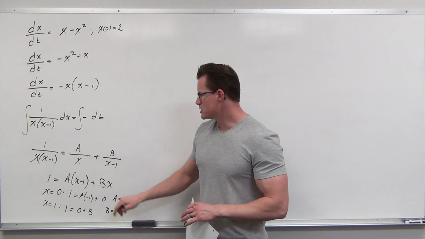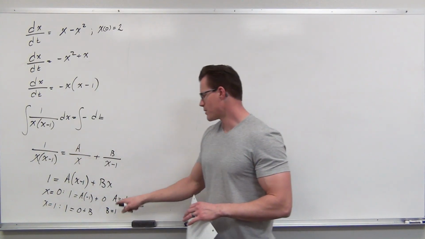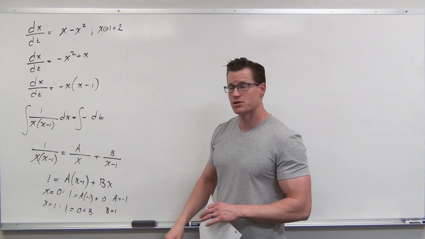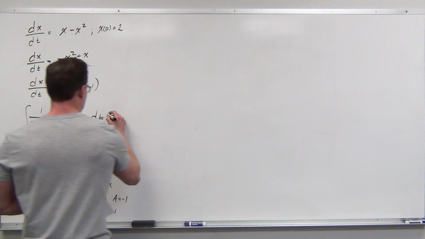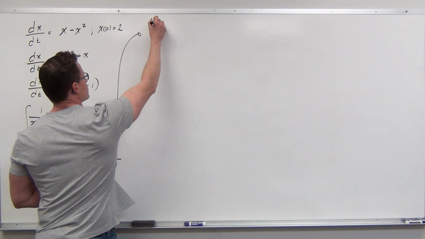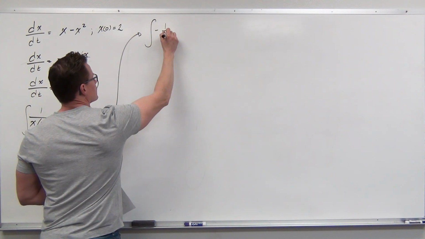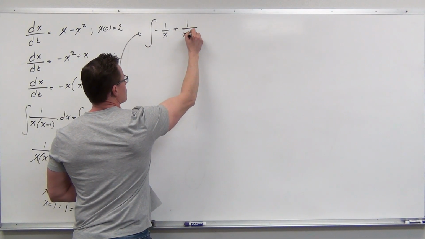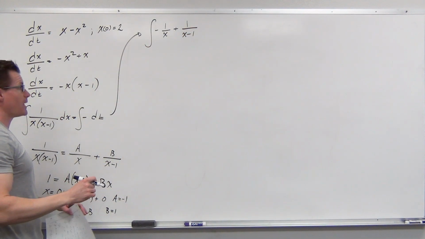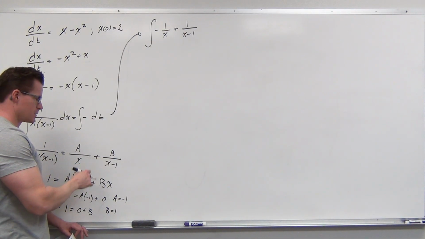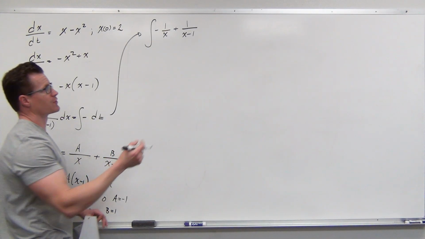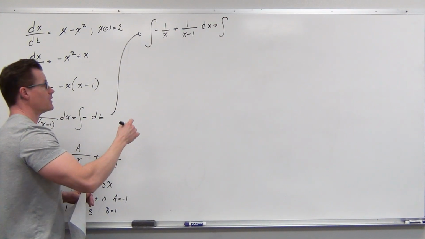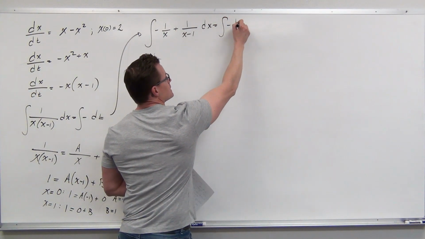So we've done that and it says you can now rewrite this fraction. You can rewrite this as negative 1 over x plus 1 over x minus 1. We're going to do that right now. So A was negative 1, got it, over x. B was 1 over x minus 1. Dx equals integral of negative 1 dt.